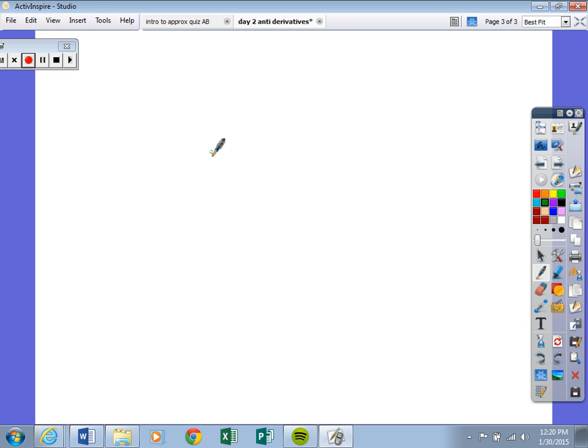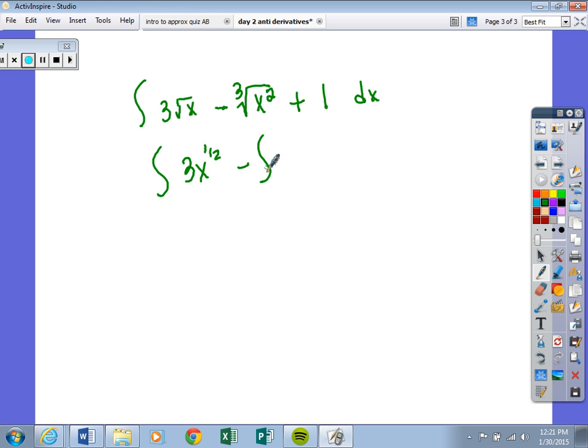Okay, the next one is the integral of 3 square root x minus the cubed root of x to the, I can't see it, I think that's a squared, and then plus 1 dx. Okay, so if this is the problem we're dealing with, there are minus and plus signs between these, so you can totally split it up and do each one separately. But first I'm going to rewrite it. There's a rule where you can rewrite it as an exponent. Hopefully everybody remembers that.